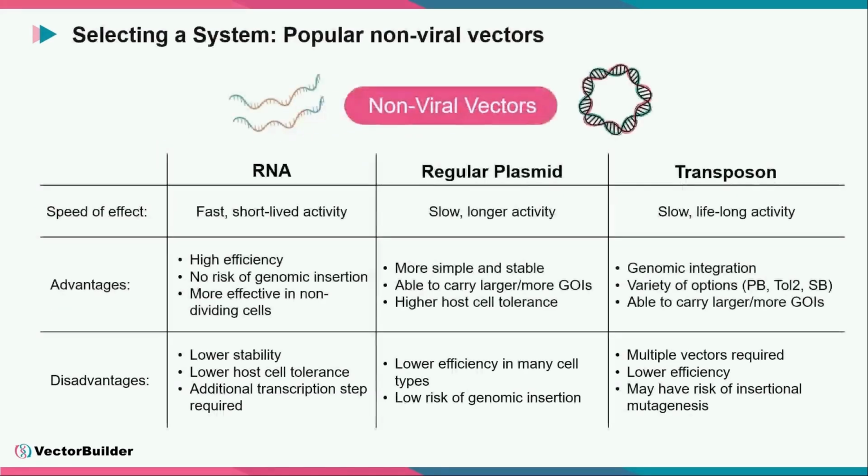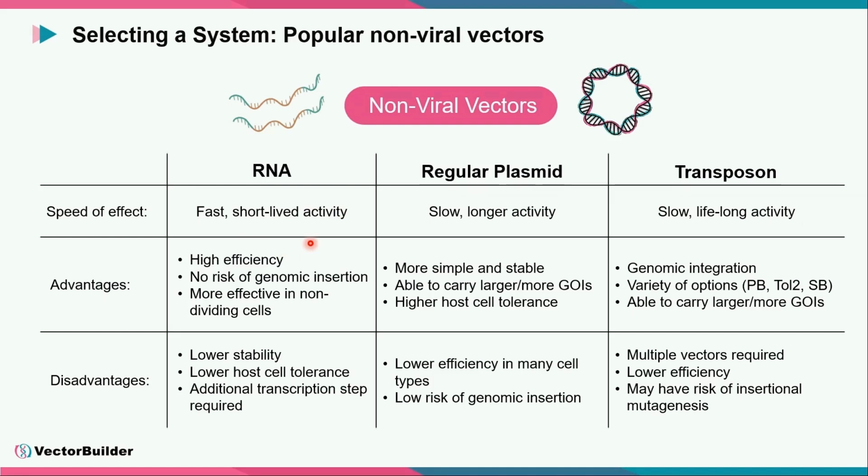So let's take a closer look at some popular non-viral options. Now, the major differentiator between these three is the speed and length of effect. RNA is already transcribed, and so you're going to have very fast and very efficient activity. However, it does have lower stability, and host cells don't tend to like having random RNA hanging around, so it gets degraded quickly and therefore has much shorter-lived activity.